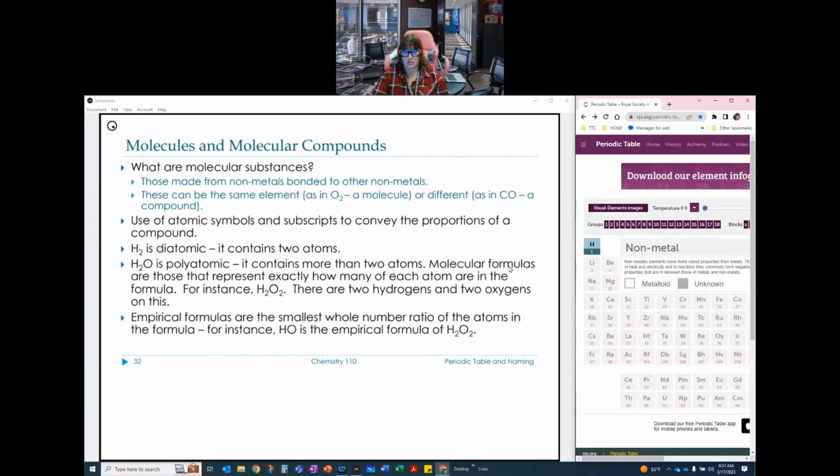So if we talk about H2O2, I have 2 hydrogens, 2 oxygens, but it has an empirical formula, which is just HO. An empirical formula is the smallest whole number ratio for the atoms in that formula. So HO, because I can divide both of them by 2. Okay, so our molecular formulas are always going to have the exact number that we have. Our empirical is the smallest whole number ratio for them. When we talk about those, we're always talking about molecules, so nonmetal to nonmetal bonds.